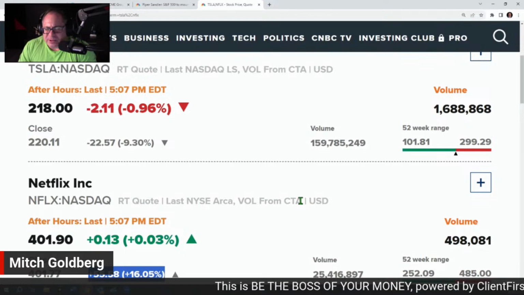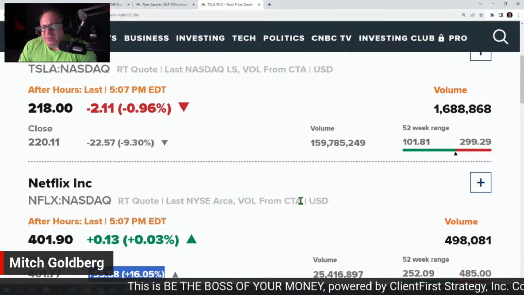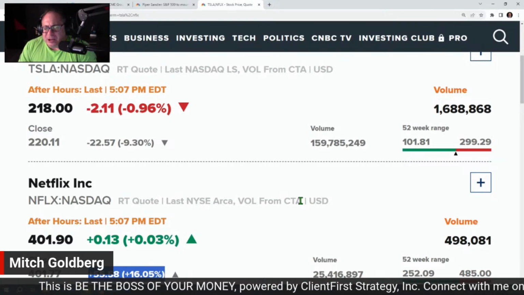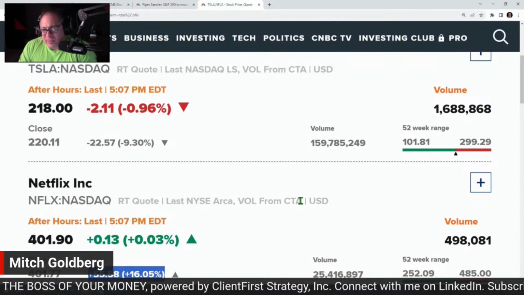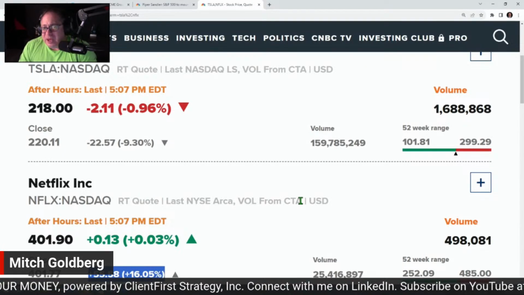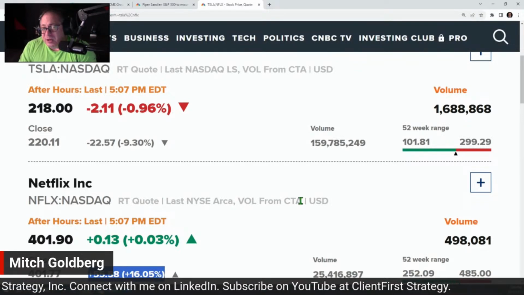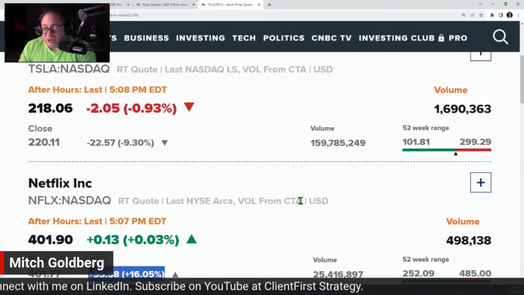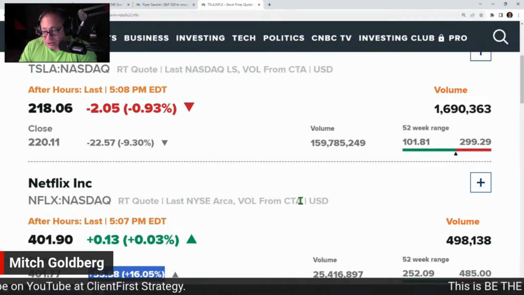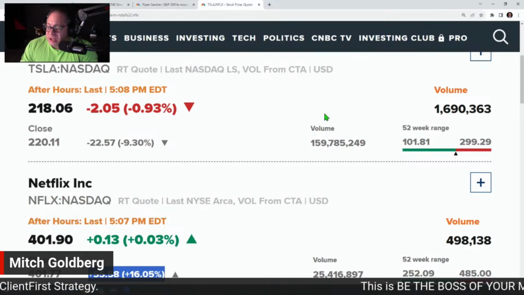Netflix cracked down on password sharing, and as a result, more and more subscribers are coming to Netflix. And they came out with a free subscribership with ads. It's ad supported, but it's doing very well. And it turns out people would rather have ads and free than premium and no ads. So Netflix had a huge rally.